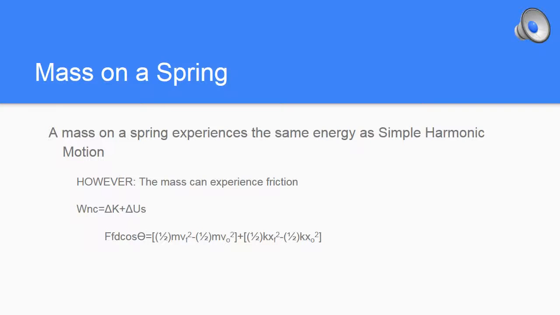A mass on a spring is oftentimes moving in simple harmonic motion. However, there are sometimes additional forces that you have to account for, such as a frictional force. This is a non-conservative force, and so you have to adjust your energy equation so that the work done by friction is equal to the change in kinetic energy plus the change in potential spring energy.